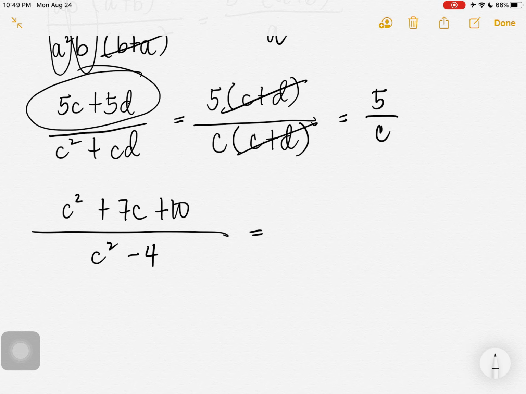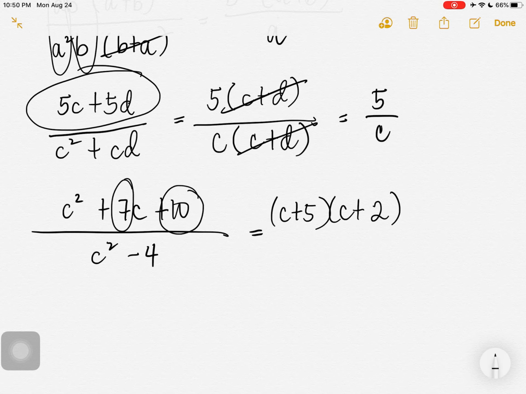So the factored form of your numerator is (c plus 5) multiplied by (c plus 2). So just a very short review. To get the factors of your trinomial, you can get the factors of the last term that will add up to the middle term. So 5 times 2 is 10 and 5 plus 2 is 7.